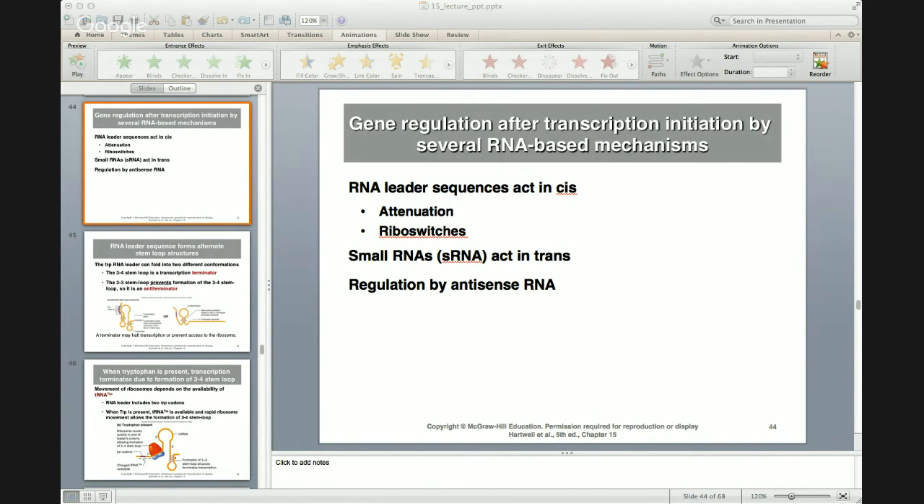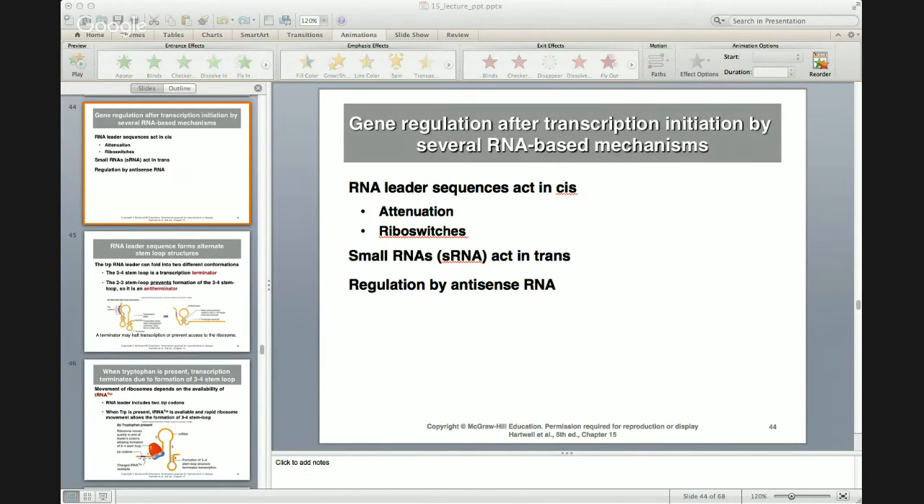So what is a riboswitch? A riboswitch is really a leader sequence with several conformations, similar to what we saw with attenuation. But with the riboswitch, you have two areas. You have a short sequence called an aptamer, and then you have a second region known as the expression platform. And so the riboswitch is able to regulate both transcription and translation.